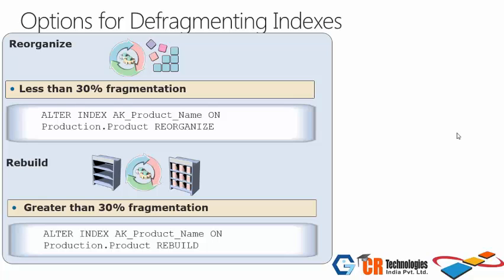Now what a reorganize does is it defragments your index. That's it. It doesn't do anything more. It tries to bring all the scattered pages of your index together in one location, thereby defragmenting it. This is recommended if you have less than 30% fragmentation.